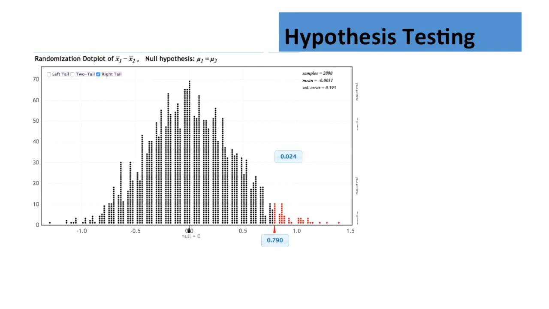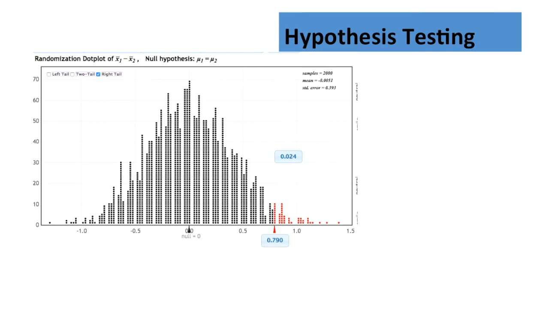This is a diagram for a right-tailed test. So the p-value is the proportion of randomization sample mean differences to the right of 0.790. So we have a p-value of 0.024.